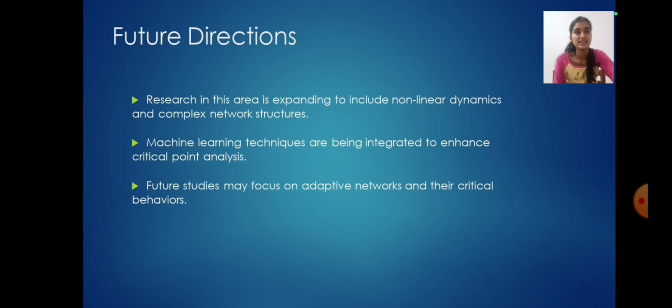Future directions. Research in this area is expanding to include nonlinear dynamics and complex network structures. Machine learning techniques are being integrated to enhance critical analysis. Future studies may focus on adaptive networks and their critical behaviors.